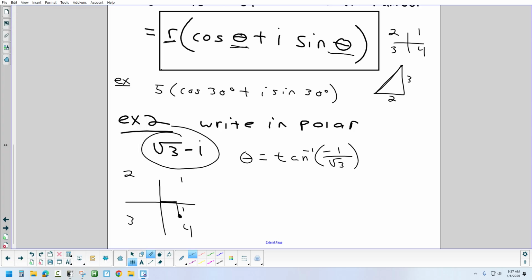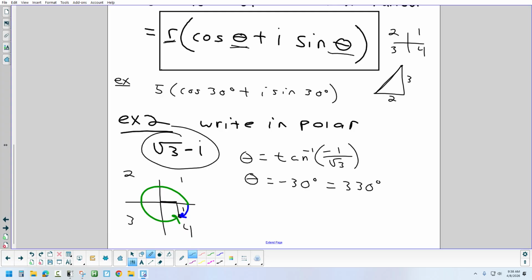So theta is -30 degrees. Now, if they did say write your answer as a positive angle, what can you add to make an angle positive? 360. You can always add 360 to it. So -30 is if you go this way. How much would it be if you went the other way? 330. Yep.